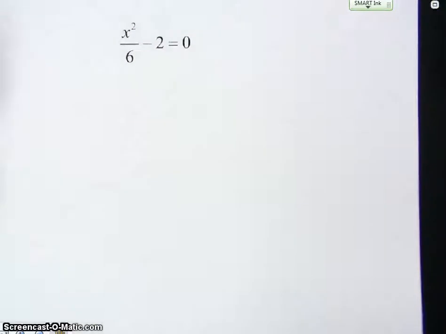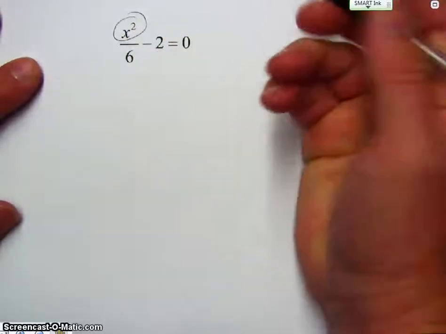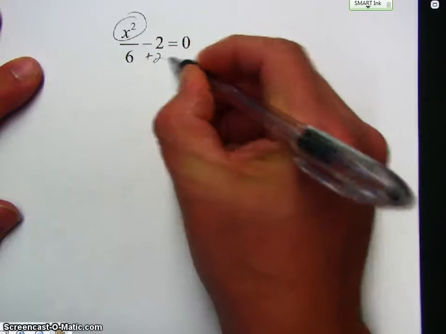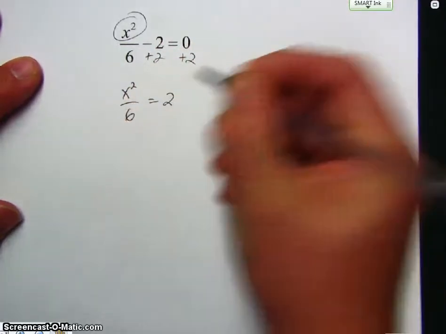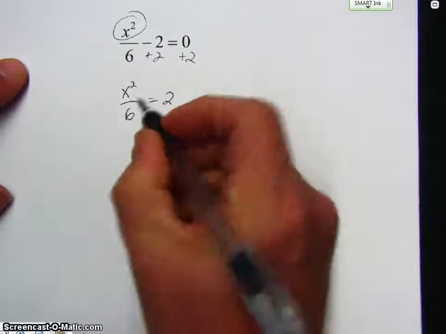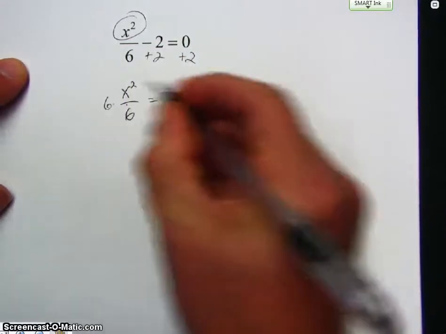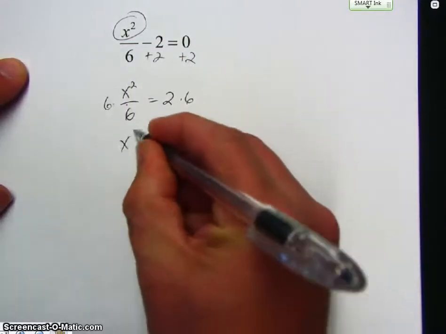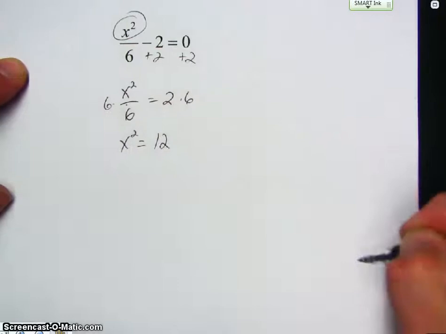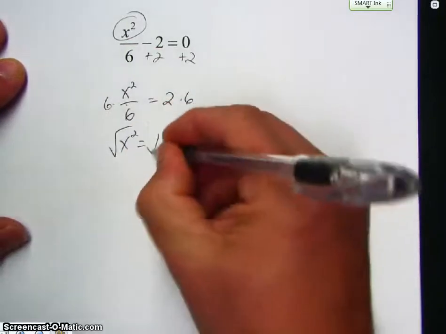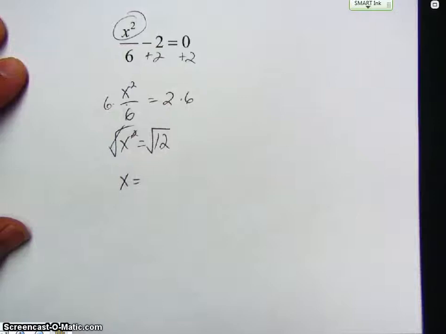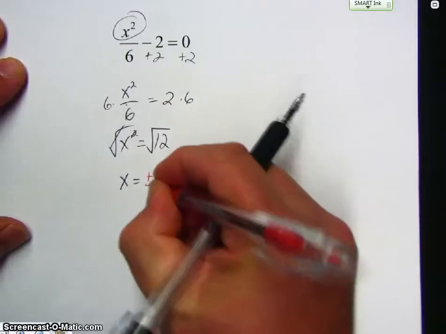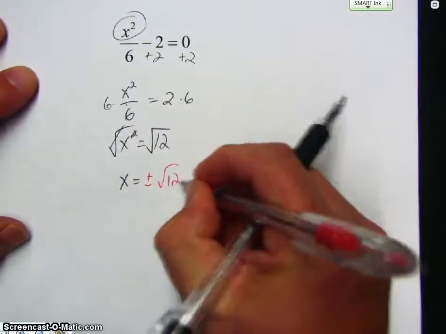All right, let's isolate that. So first thing we do, gotta do any addition and subtraction. You're gonna have to add 2 to both sides. All right, here I gotta get rid of the 6. So this is divide by 6, so I'm gonna multiply both sides by 6. Get 12. Take the square root, because that now cancels out. So now since I took the square root, put the plus and minus, and I got radical 12.